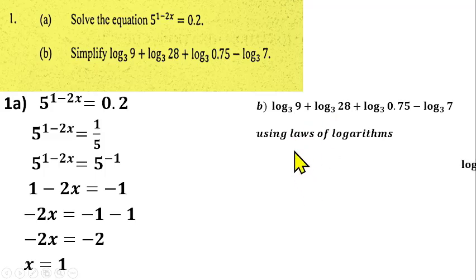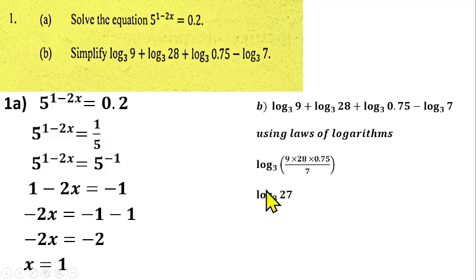So that will give us log of 9 times 28 times 0.75, then divided by 7. The addition changes to times, and the minus changes to division. Then from there, multiply these numbers, then divide by 7. If you do that, that gives us 27. So you have log 27 base 3.